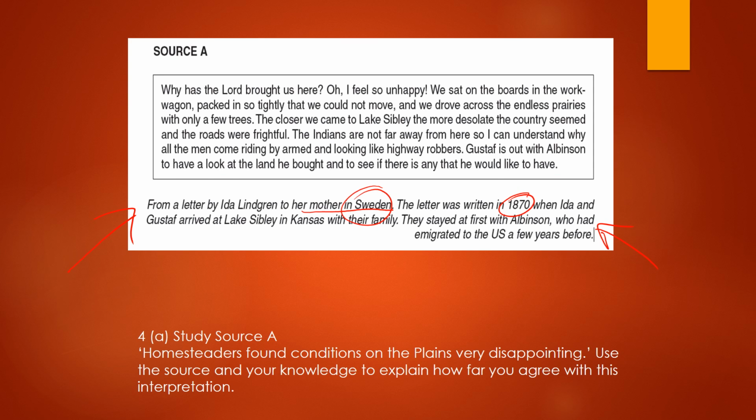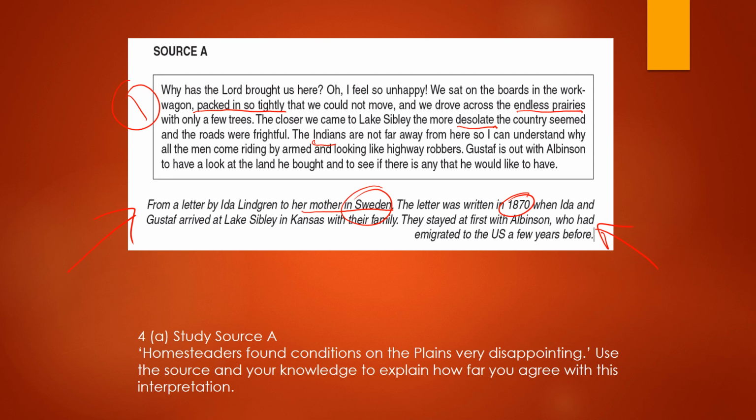Read the source, but to get to the point, it says here that we're packed in tightly. So it's suggesting here that they can't move. It's quite crammed. We drove across endless prairies. That suggests that it's quite a long and quite a tedious thing. And it suggests here with the word desolate that there's not much going on there. The country seemed, and the roads seemed quite frightful.